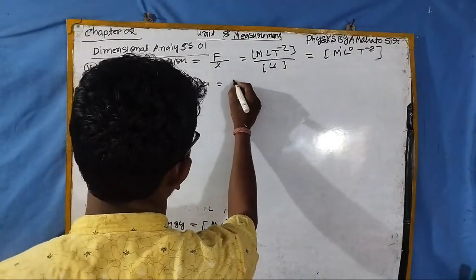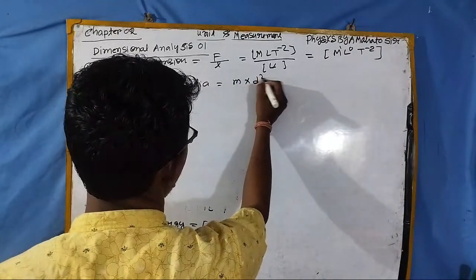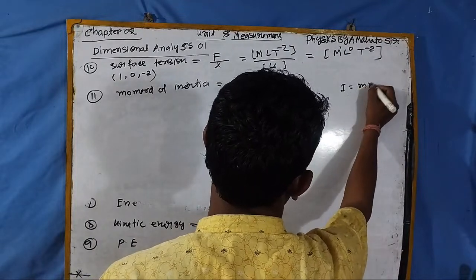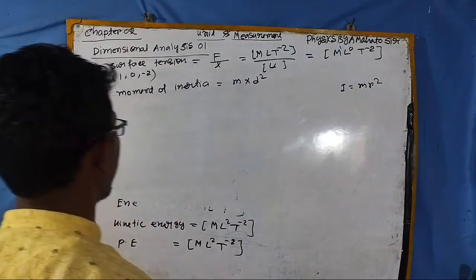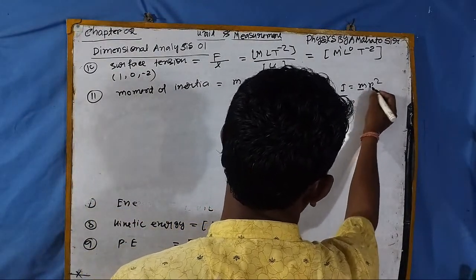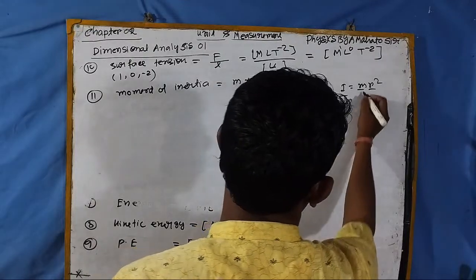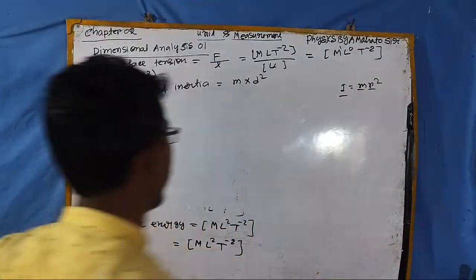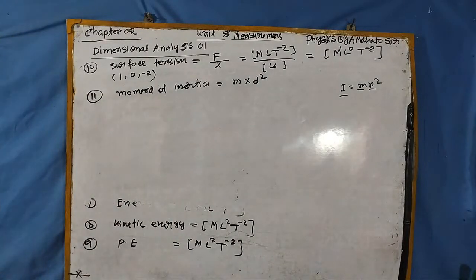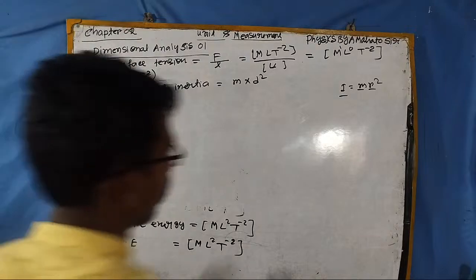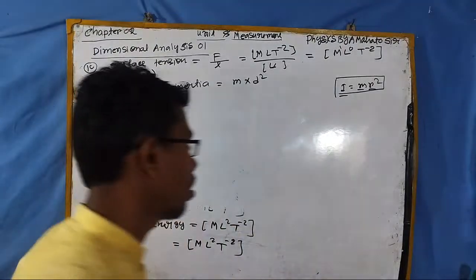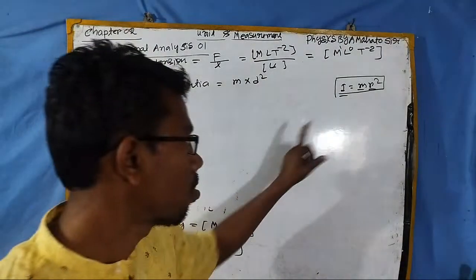The moment of inertia, denoted by I, has the formula m into r square. So the moment of inertia formula is mass into distance square, where m is mass and r is length. So m into d square. This is the formula of the moment of inertia.